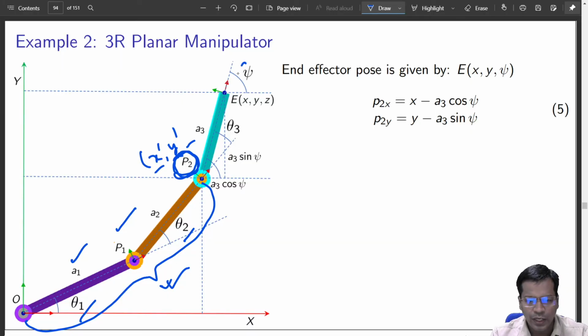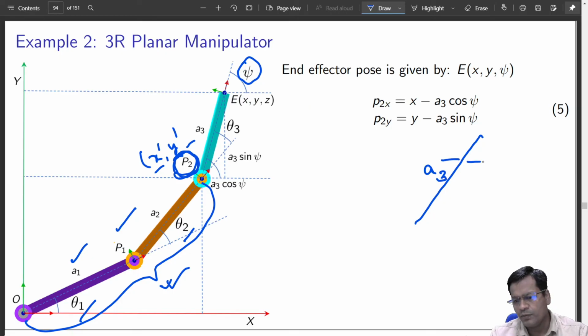Okay, so this is your angle, that is the end effector orientation angle. Just look at the last link, A3. A3 is known. The angle with respect to the ground, that is the psi angle, is known. This end effector position is also known, that is xy is known. So what all you know is xy, and the angle with respect to the ground, that is the absolute angle. And this is your end effector point E.